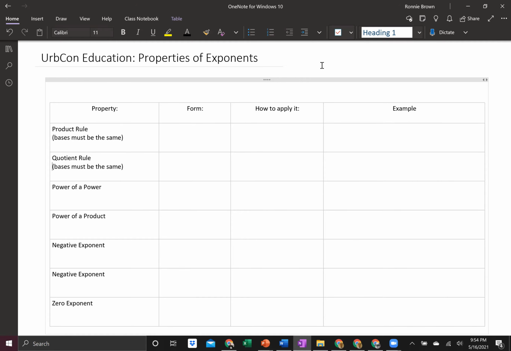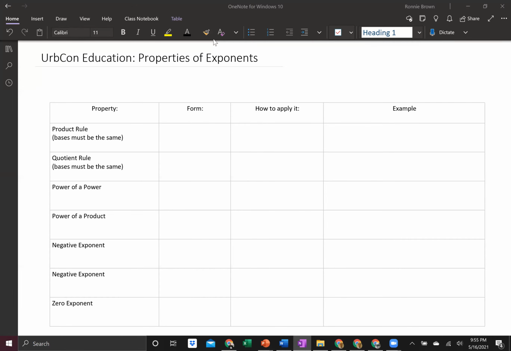Now we're going to go deeper and look at properties of exponents, which will come up very often in algebra and college algebra and other classes in math that you take beyond that level as well. So let's go ahead and get started.